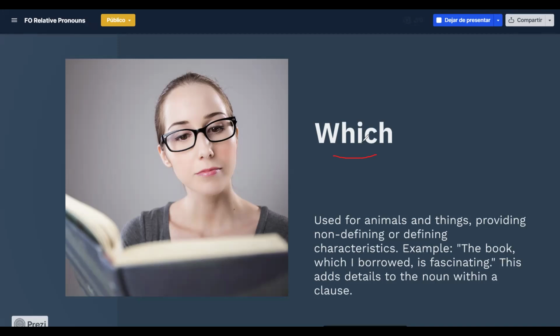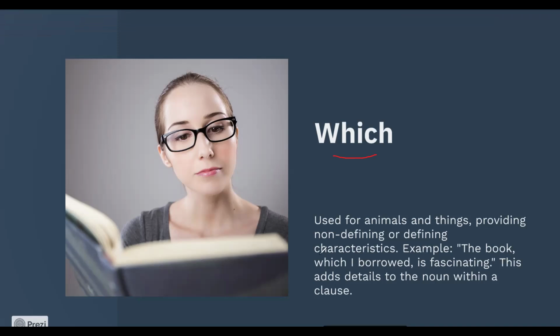Which. It is not a question, okay? Used for animals. In this example, the book. Which, because it is an object. The book I borrow is fascinating. It's the description, so more details. So, which is for animals or things.